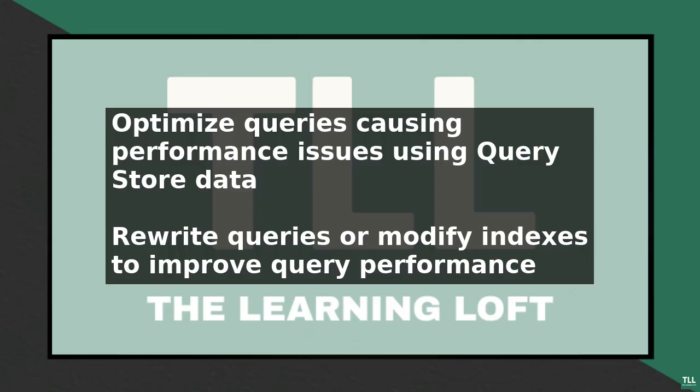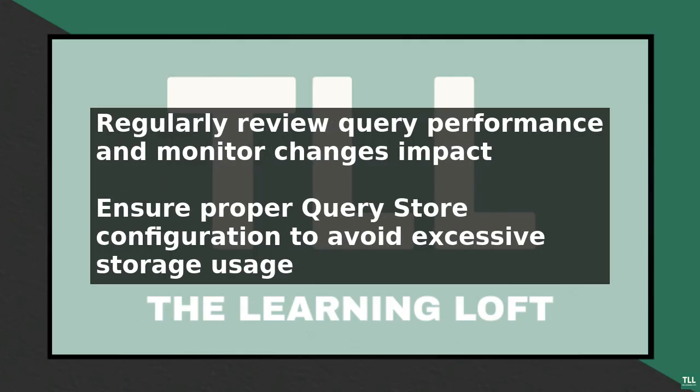This can involve rewriting queries, creating new indexes, or modifying existing indexes. Query Store provides the information you need to make informed decisions about which queries to optimize and how to optimize them. Best practices for using Query Store with Azure SQL Scale-Up include regularly reviewing query performance, optimizing queries that are causing performance issues, and monitoring the impact of changes on query performance.